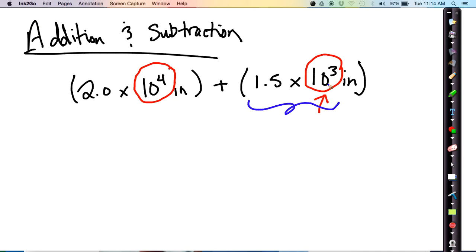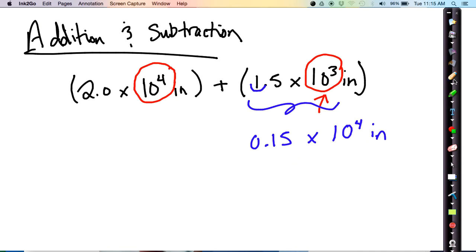Now, what I need to do to increase the number of the exponent by 1 is to move the decimal place one spot to the left. So I'm left with a coefficient of 0.15. And remember, when we move our decimal place one position to the left, it's the same as multiplying by 10. We're already multiplying by 10 to the third, so multiplying by one more 10 is 10 to the fourth. So I now have 0.15 times 10 to the fourth inches.